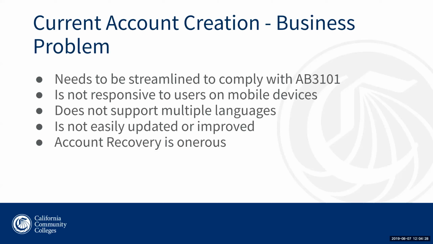So when we talked about redesigning this product, we identified some business problems that needed to be addressed. First of all, AB 3101 requires a streamlining of the application process to the community college system. So that was one of our first needs that we identified. Next, we know that the application is not responsive to mobile devices. Currently it works okay if you turn your phone sideways into landscape mode, but it is not responsively designed and not an easy user experience on a mobile device.